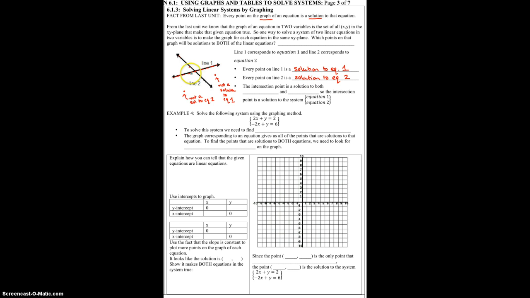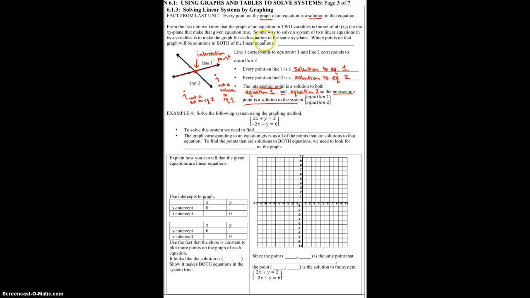So that means I need a point that's on line 1, and I need a point that is also on line 2. Well, in our picture, there's only one point that meets that criteria, and that's this intersection point here. So the intersection point is a solution to both equation 1 and equation 2. The intersection point is the solution to the system that contains both of those equations.